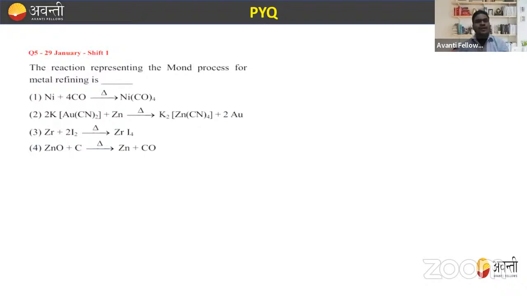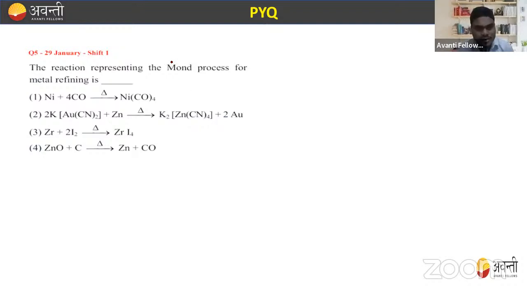Now, move to the next question. What does the question ask, beta? The reaction representing the Mond process for metal refining is what? Ni plus 4CO gives Ni(CO)4, or 2K[Au(CN)2] plus zinc, or Zr plus 2I2 gives us ZrI4, or ZnO plus C gives us Zn plus CO. So you have to identify the reaction representing the Mond process.